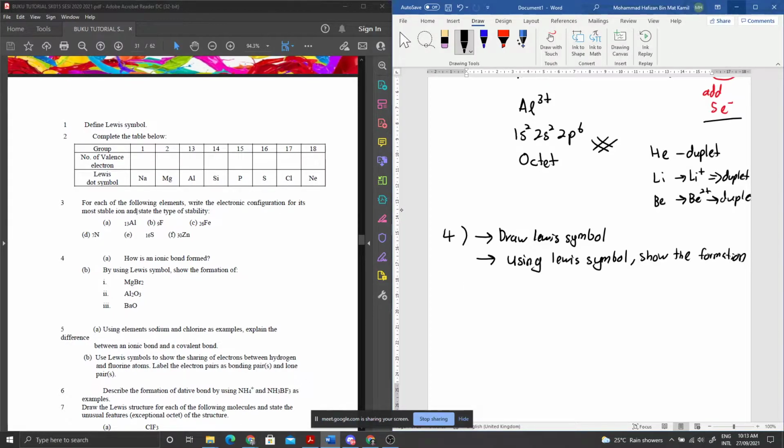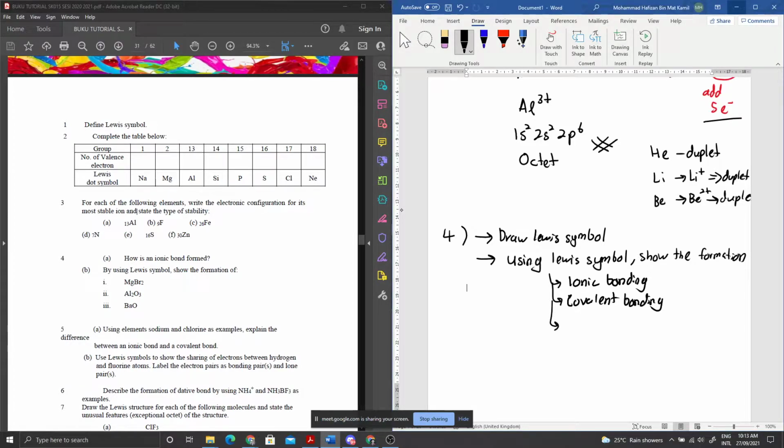So, Lewis symbol, you just have to draw the Lewis symbol step by step. To show the formation, you have to know whether it is ionic bonding or covalent bonding. Most of the questions revolve around whether it is ionic or covalent.